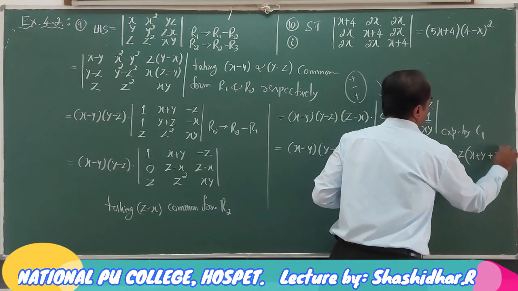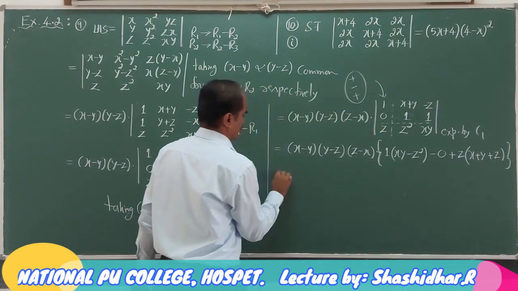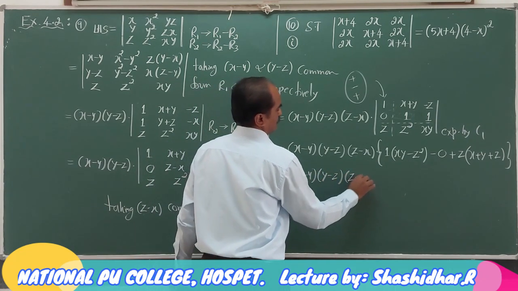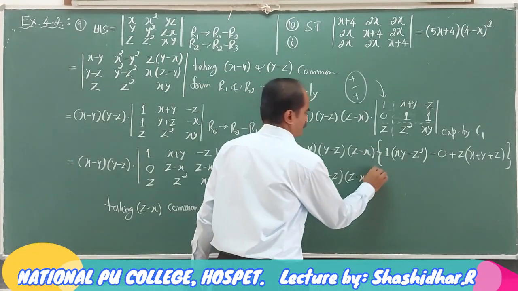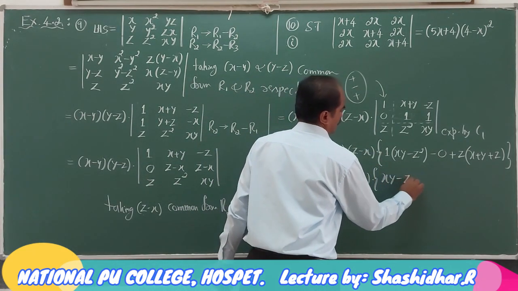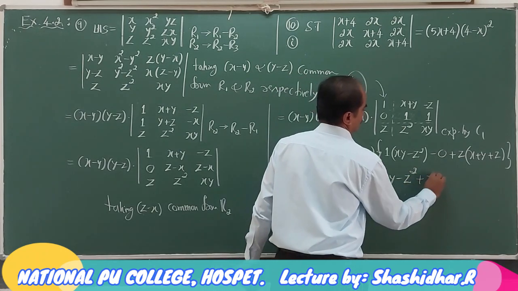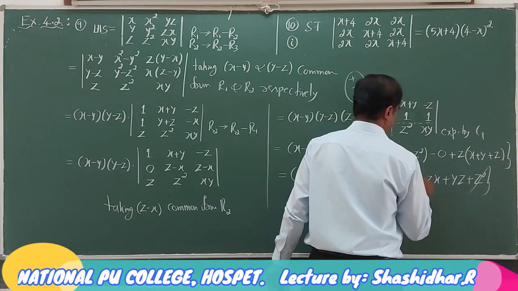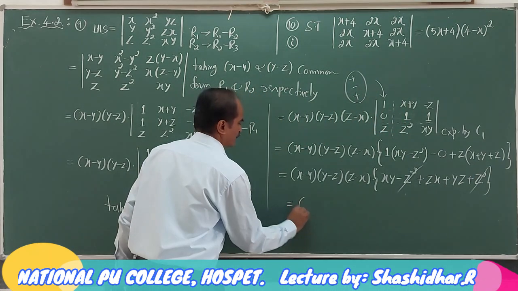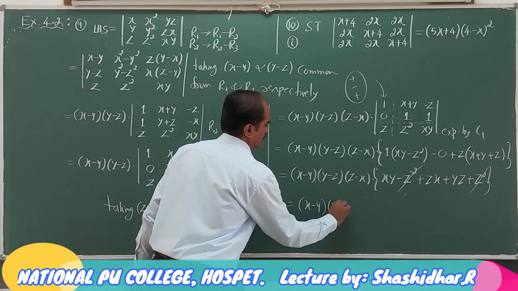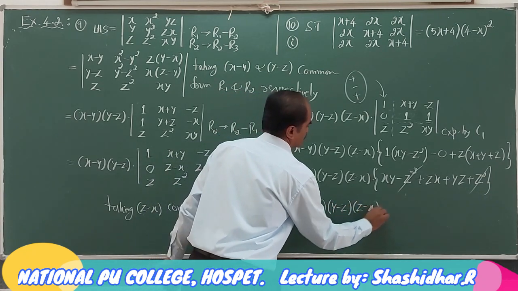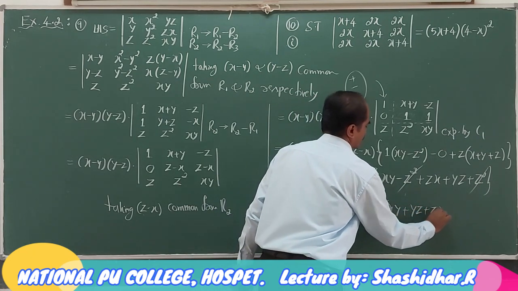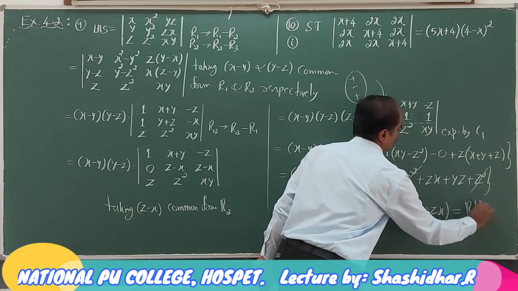Minus of minus plus z it is equal to x minus y, y minus z, z minus x into, simplify this, xy minus z square plus zx plus yz plus z square, minus z square cancels, left with the required result. It is x minus y, y minus z, z minus x into xy plus yz plus zx. That is our required RHS.